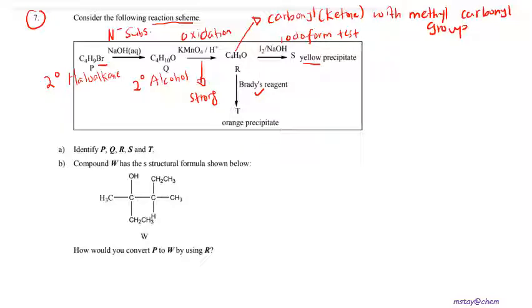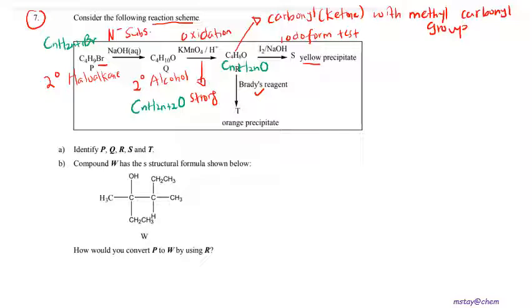For example, CnH2n+1Br is the general formula for haloalkane. For the alcohol, CnH2n+2O. And for the carbonyl compound, CnH2nO. Okay, so this is the difference. If it is alcohol, the hydrogen is 2n+2, but if it is a carbonyl compound, only 2n.